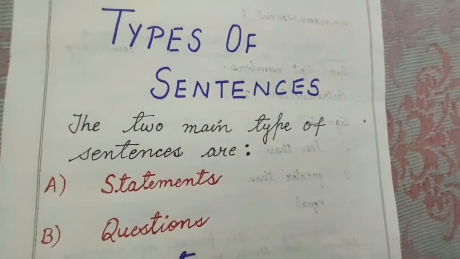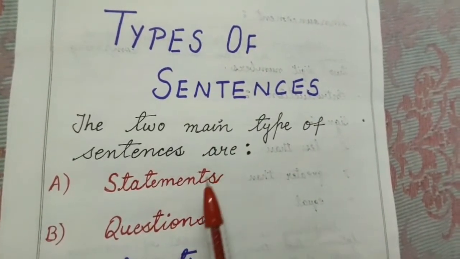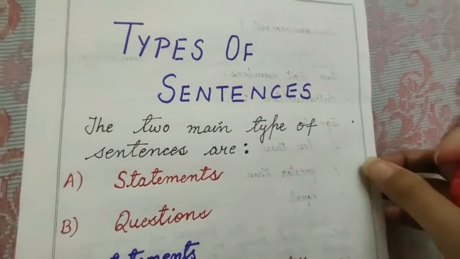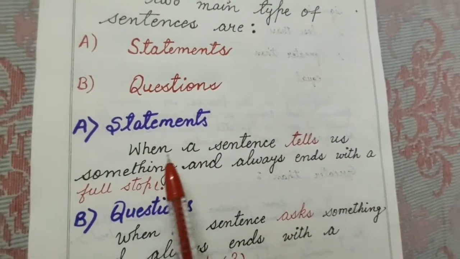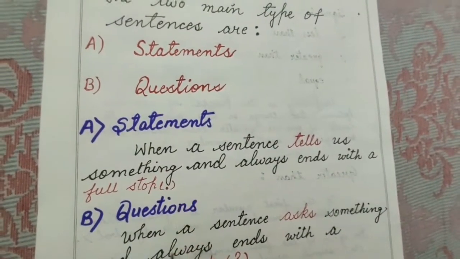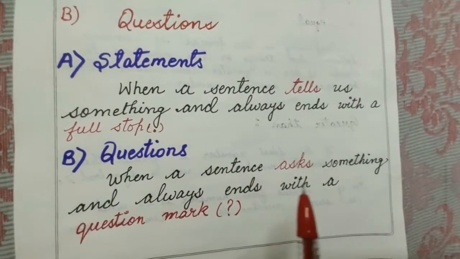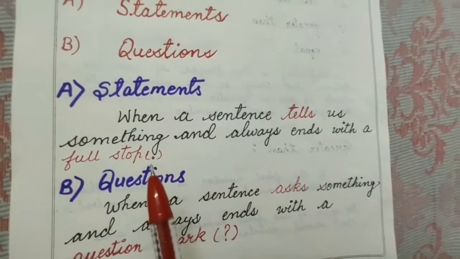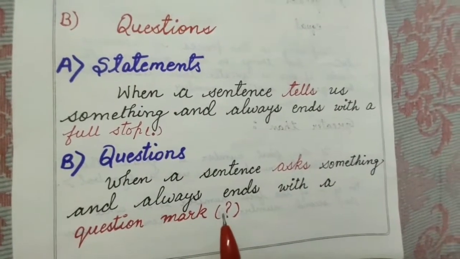Next one, types of sentences. So there are two main types of sentences. Number one, statements. Number two, questions. So let us discuss. Statements: when a sentence tells us something, it always ends with a full stop. Questions: when a sentence asks something, it always ends with a question mark. It means when the sentence is telling you something, it will end with a full stop, and when the sentence is asking you something, we will put a question mark.